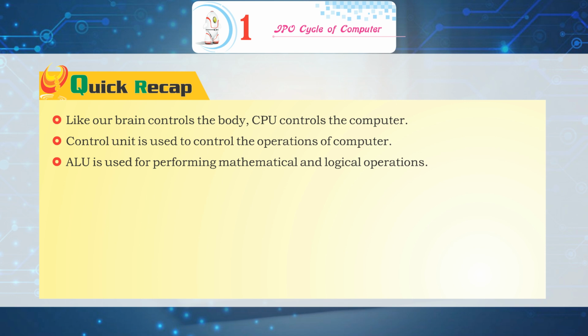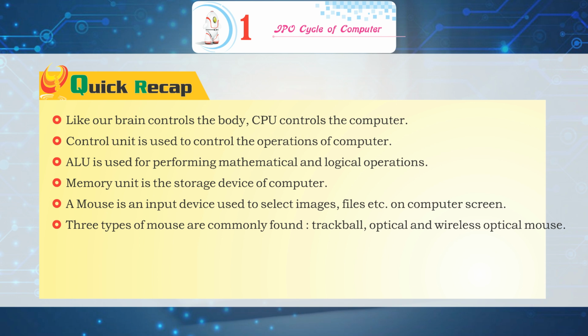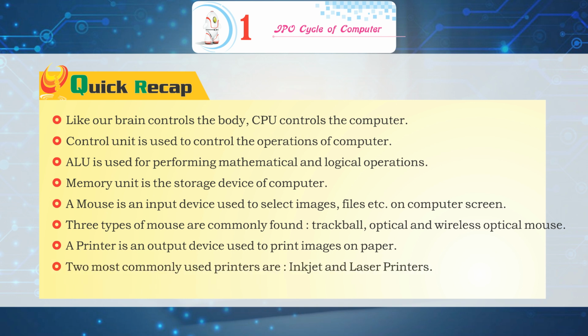ALU is used for performing mathematical and logical operations. Memory unit is the storage device of the computer. A mouse is an input device used to select images, files, etc. on the computer screen. 3 types of mouse are commonly found: trackball, optical, and wireless optical mouse. A printer is an output device which is used to print images on paper. The 2 most commonly used printers are inkjet and laser printers.